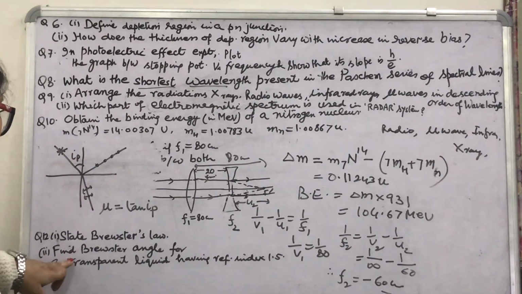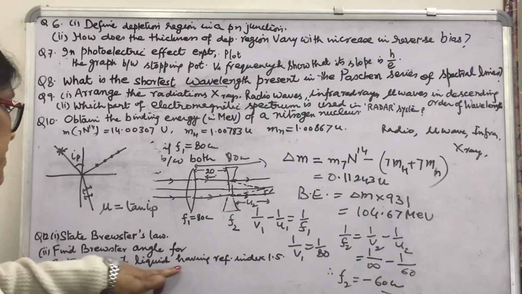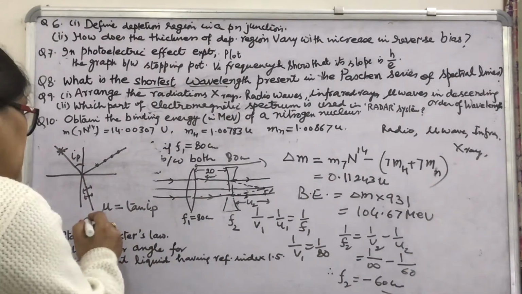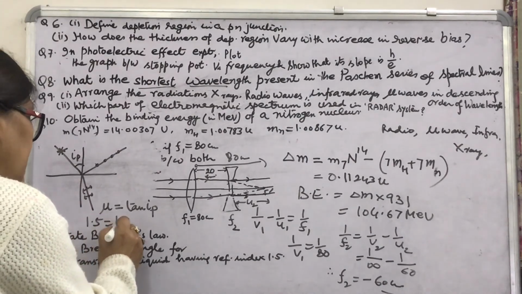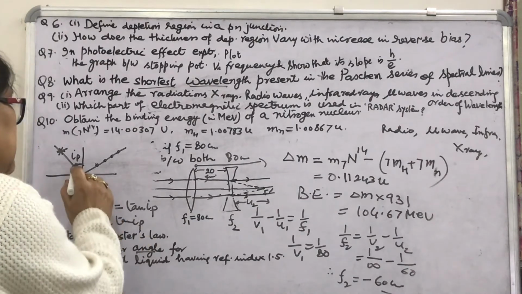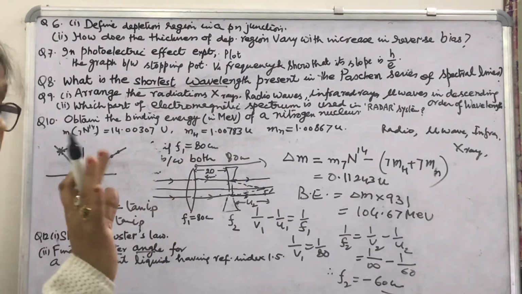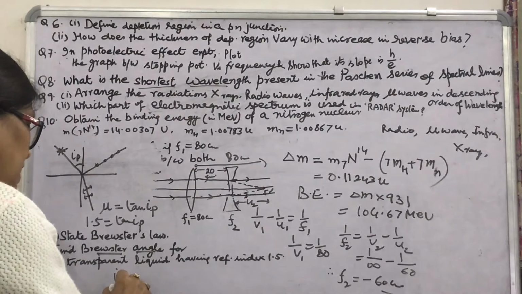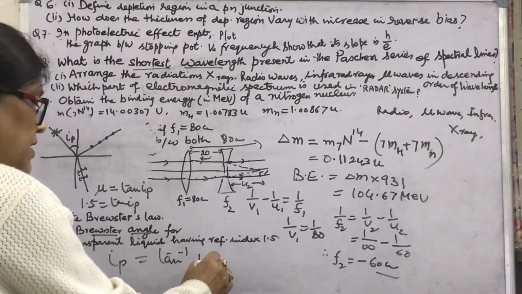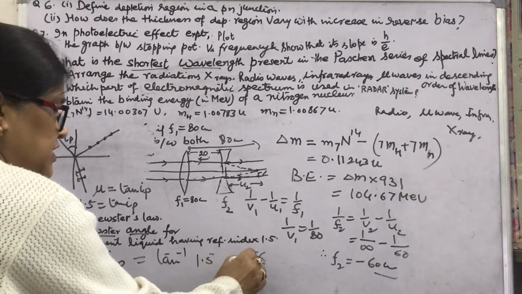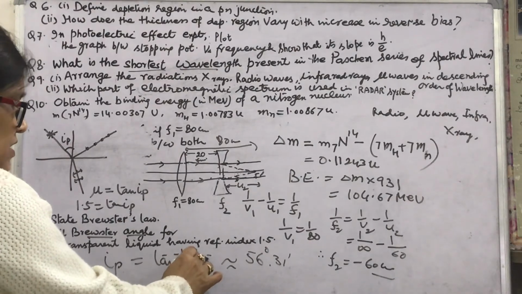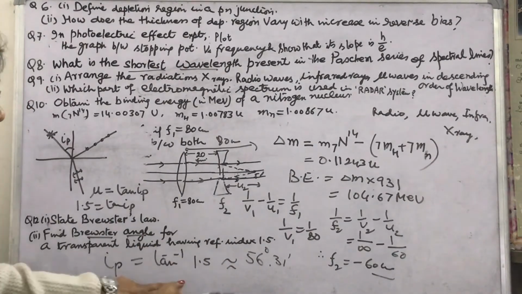Second part, find Brewster's angle for a transparent liquid having refractive index 1.5. Put simply here, 1.5 equal to tan iP. Brewster's angle and polarizing angle, you know, both are the same. Then what will be iP? iP will be tan inverse 1.5. It is about 56 degree 31 minutes, but you can write only this. This will also be correct.